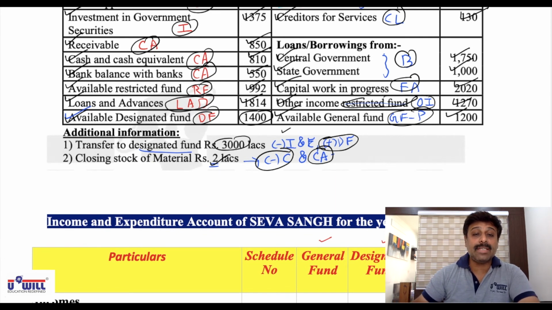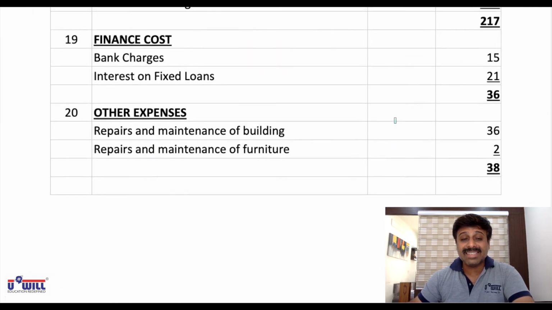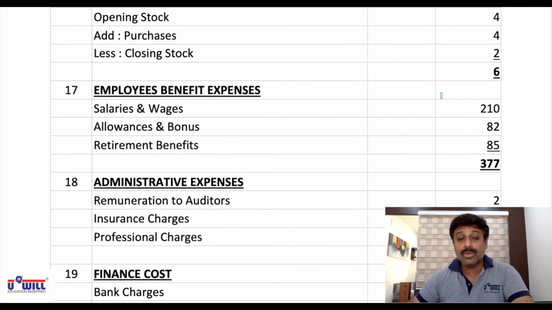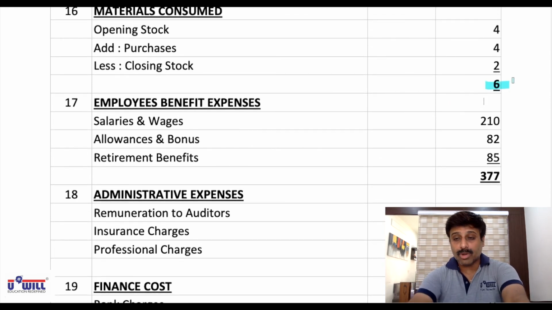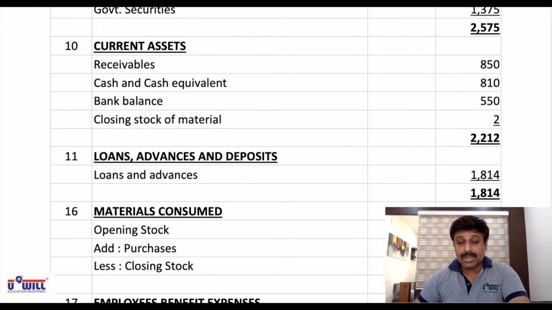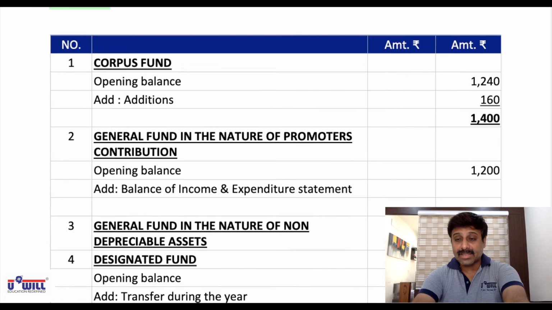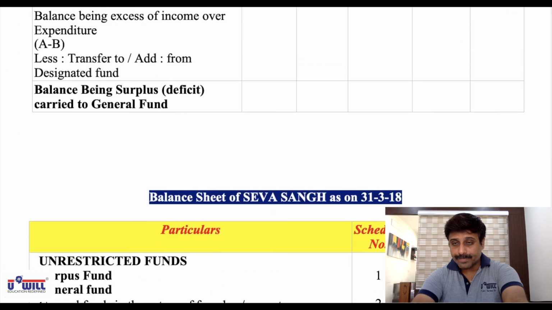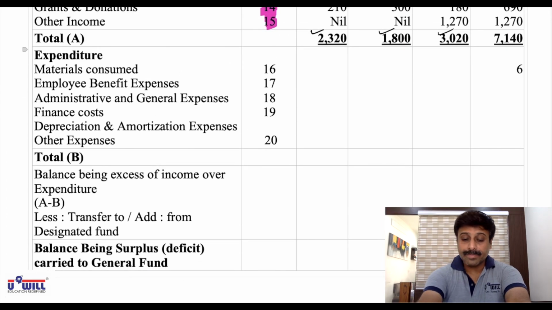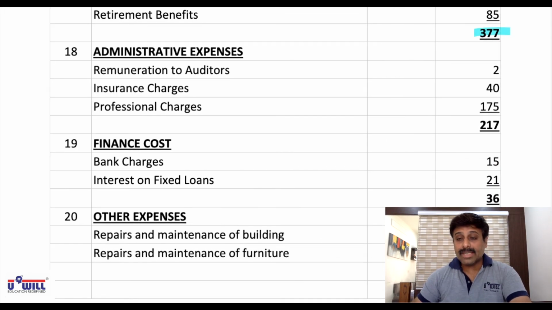So now let us make the income and expenditure statement. Incomes are all done. Directly material consumed from schedule number 16 we have to take, which is 6. Now directly write the amounts in the last column only. Then employees benefit expenses from the 7th schedule, that is 377. Then administrative and general expenses 270.